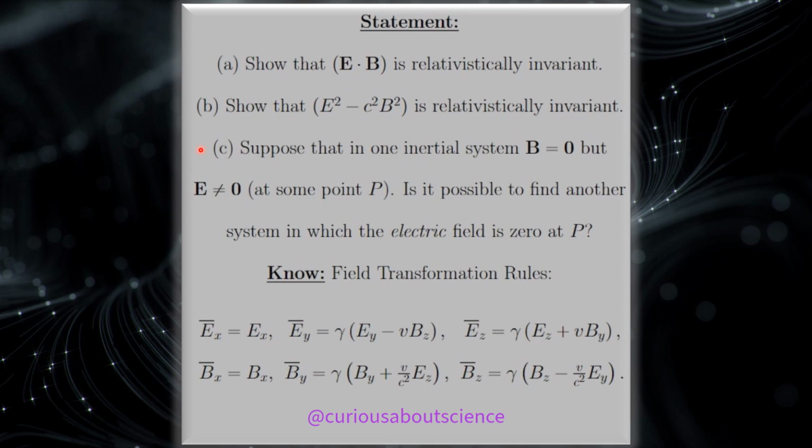Part C, suppose that in one inertial system B equals 0, but E does not equal 0 at point P. Is it possible to find another system in which the electric field is 0 at P? Okay, well, we kind of saw a system where we had B equals 0 and E not 0. Let's see if we can manipulate that. We saw that a couple questions ago.